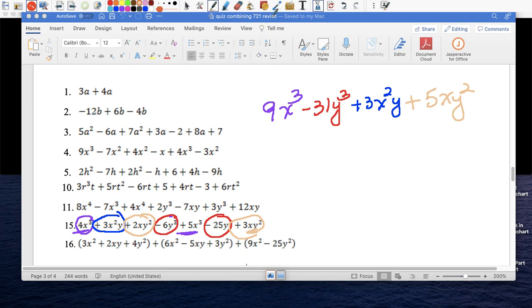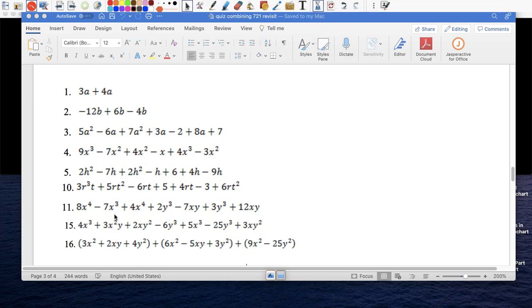That's it. For 16, notice that we have 3 parentheses. Before we combine, we've got to remove the parentheses. The first one, there's no sign there, but it's understood that there's a plus sign when you don't see one. What did I tell you about having a plus sign in front of parentheses? When you remove the parentheses, everything inside comes out exactly as it is. This one comes out as plus 6x squared minus 5xy plus 3y squared, and likewise for the last one. Nothing changes.